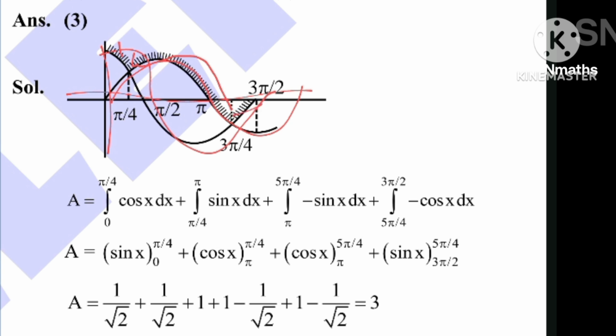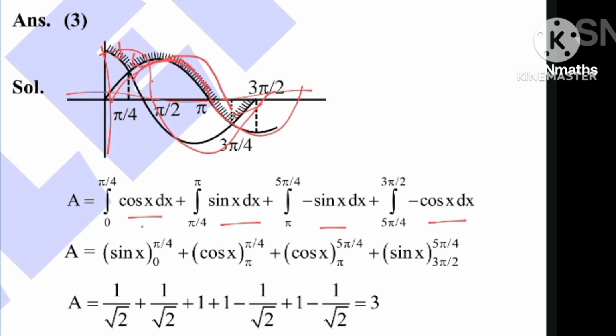Now here first, 0 to pi/4, so that is the integral of cos x dx. Next, pi/4 to pi, so this area is the integral of sin x dx. Next, pi to 5 pi/4, so that is minus sin x dx. Then 3 pi/2 to 5 pi/4, minus cos x dx.